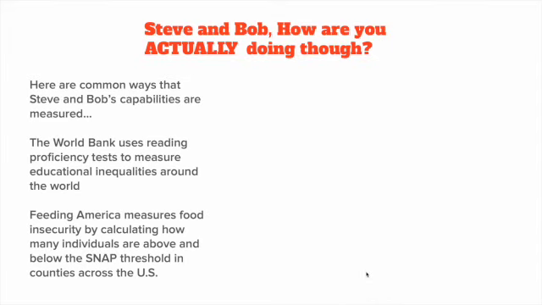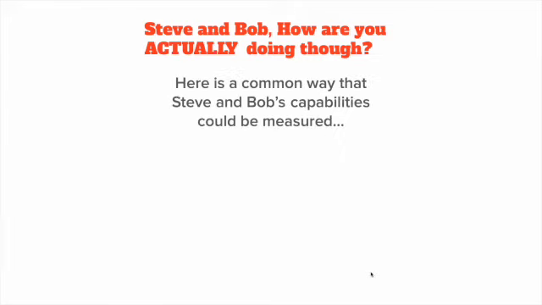So Steve and Bob, how are you actually doing though? Here are some common ways that Steve and Bob's capabilities could actually be measured. The World Bank uses reading proficiency tests to measure educational inequalities around the world, is the first example. And also Feeding America measures food insecurity by calculating how many individuals are above and below the SNAP threshold in counties across the U.S. These kinds of measurements allow us to get a fuller grasp on Steve and Bob's capabilities, and they're ways that are actively and feasibly being done in the world right now.